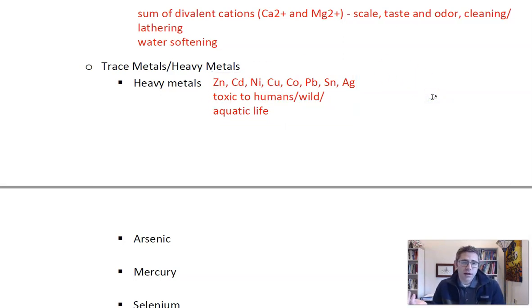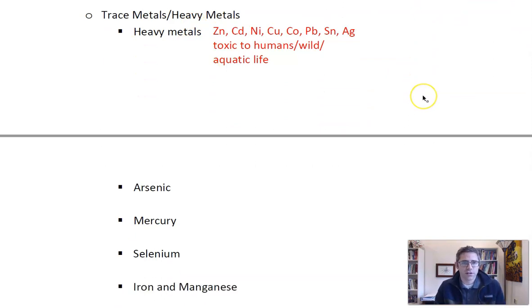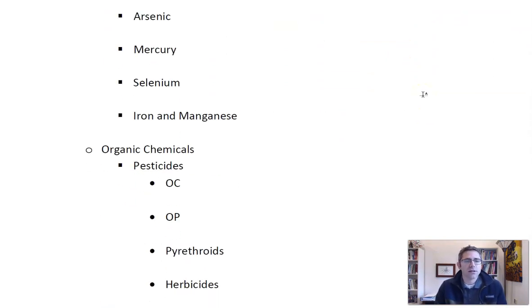A lot of them are things that organisms need to survive, so we need a certain amount of copper in our diet. Same with cobalt, same with zinc, but too much of it can be toxic. And the same goes for aquatic life. For things like little insects in the water or fish, copper, nickel, zinc, cadmium are all pretty toxic, lead as well. And so these are all lumped together usually, although they have individual different effects and toxicities.